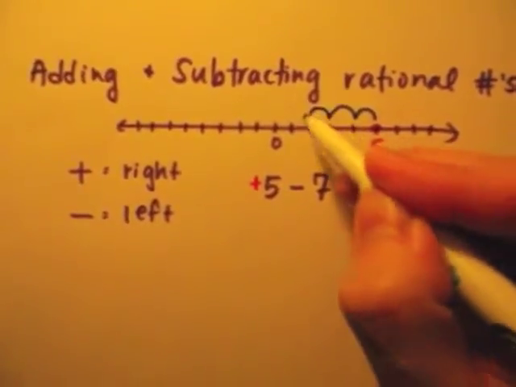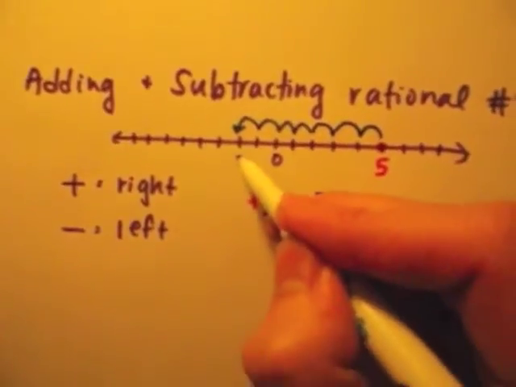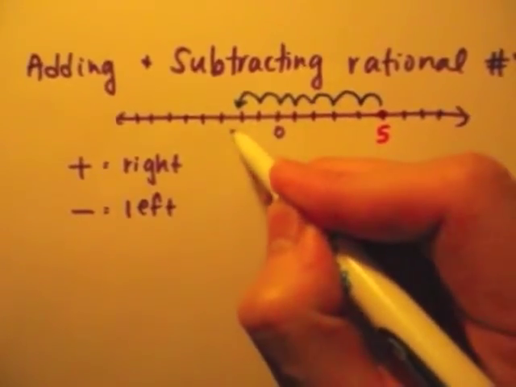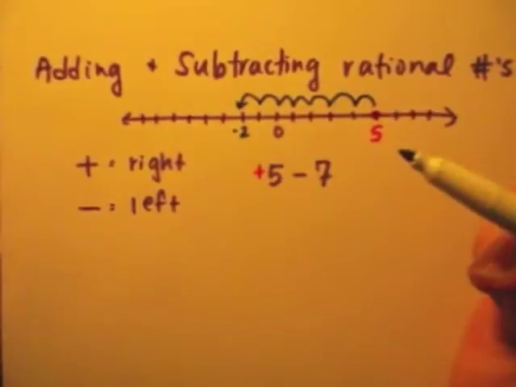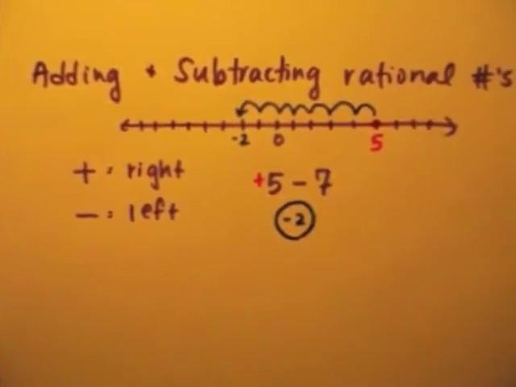1, 2, 3, 4, 5, 6, 7 units to the left, and I end up at negative 2. Alright, so negative 2 is going to be my answer. Done. Alright, Algebra 1, so I just want to do one more example with you.